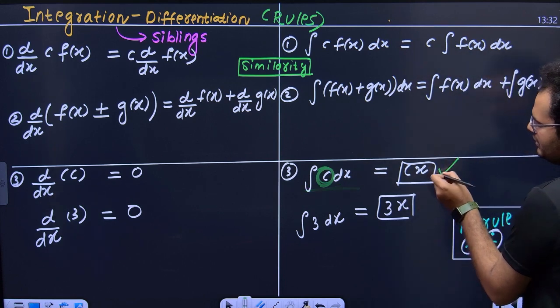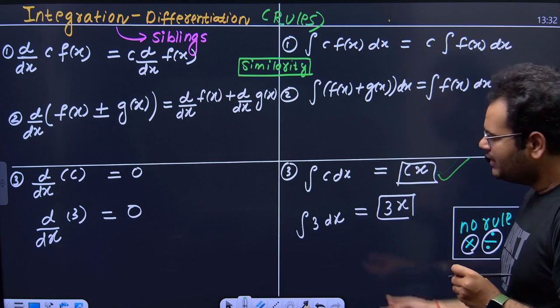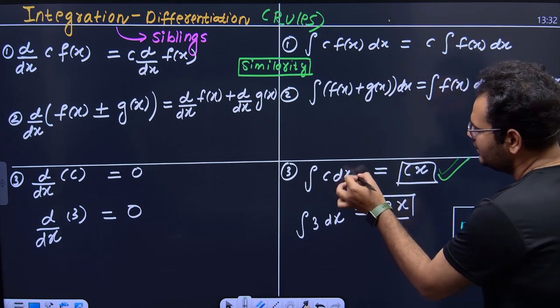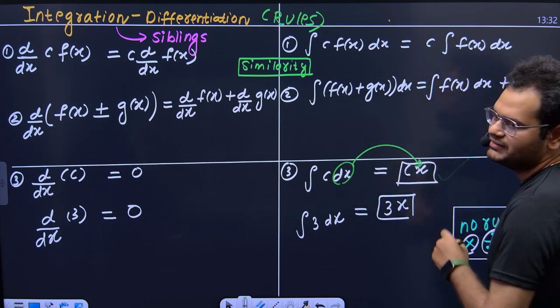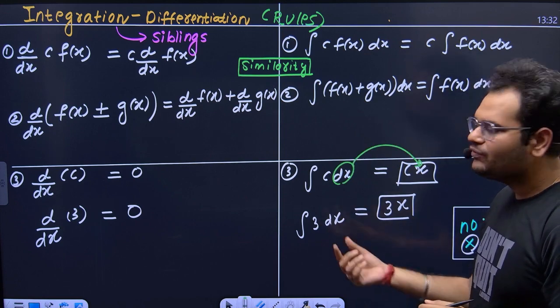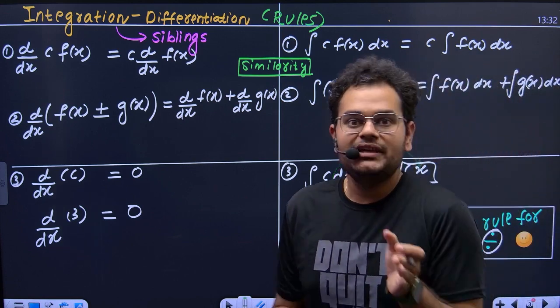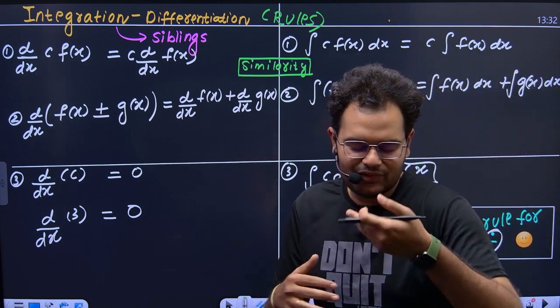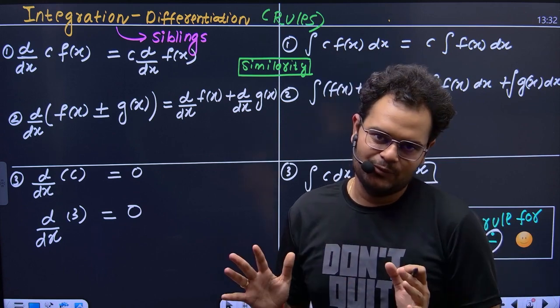It is nothing but c into x. Integration of c dx, this dx will integrate and become x here. Okay, so integration of 3 dx will be what? 3x. But differentiation of 3 with respect to x is what? 0. Right?